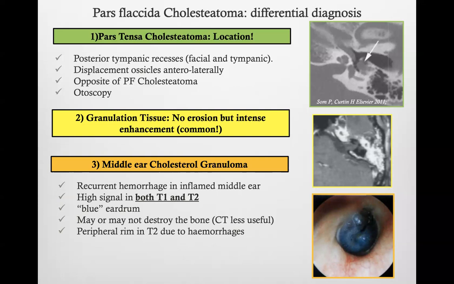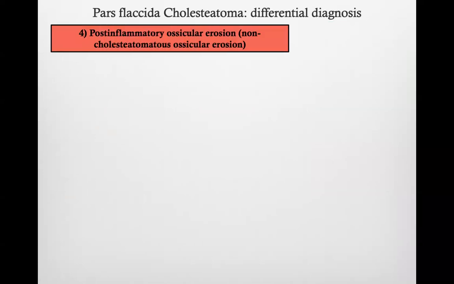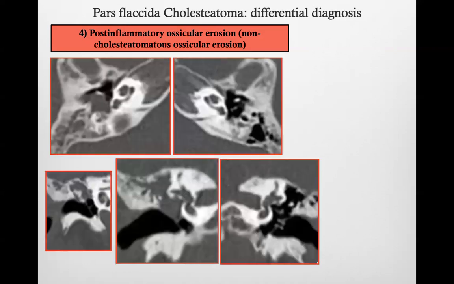It's more difficult to distinguish the cholesterol granuloma from hyperintense proteinaceous tissue in the petrous apex, but keep in mind this differential is rare. But when you encounter something that is eroding, both T1 and T2 hyperintense, with blue eardrum, your diagnosis is there. Other differential diagnosis is post-inflammatory ossicular erosion. So there is an ossicular erosion that is non-cholesteatomatous. And look at this case.